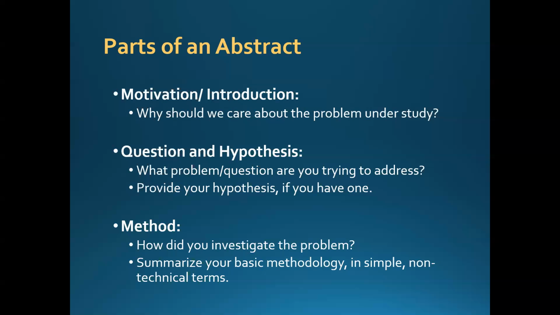Next, you should have 1 to 3 sentences on your method. We'll get into the breakdown of sentences. It's different for every group and every person, depending on how you write. But just remember, you have to stay under 250 words. Or 200, I think it's 150 to 200. I think it's under 200 words, but we'll get more into that. But the method: how did you investigate the problem? Basically, you're summarizing your basic methodology in simple, non-technical terms.